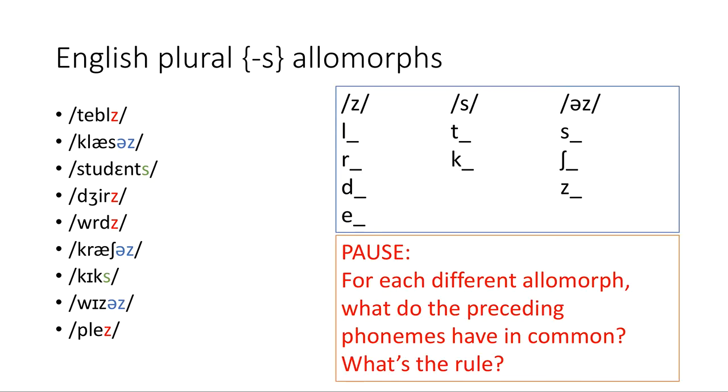So take a second, another pause, see if you can figure out for each of these 3 allomorphs, what do the phonemes right before the allomorph have in common? So in other words, what is the same about all of these phonemes in the Z column that's different from these phonemes in the S column, that's also different from these phonemes in the iz column? And from that information, you should be able to come up with some kind of rule that predicts when we get each one of these allomorphs. So pause the video, think about this for a minute. Ready?